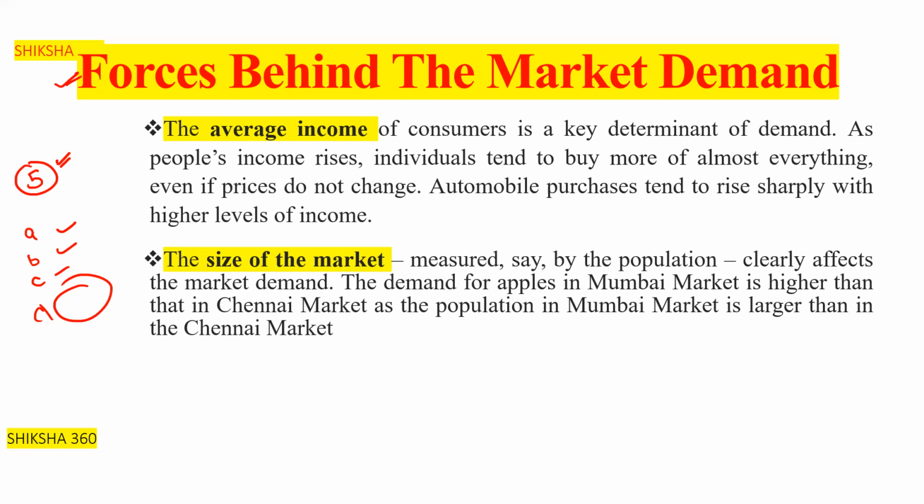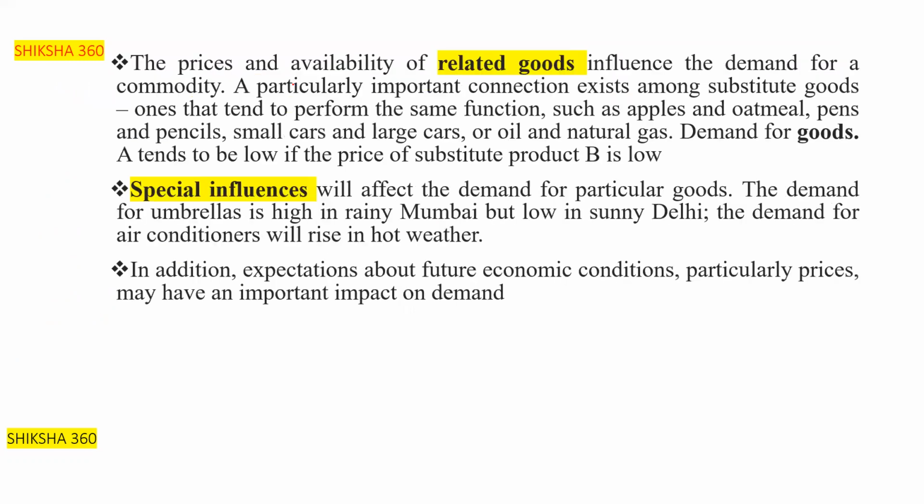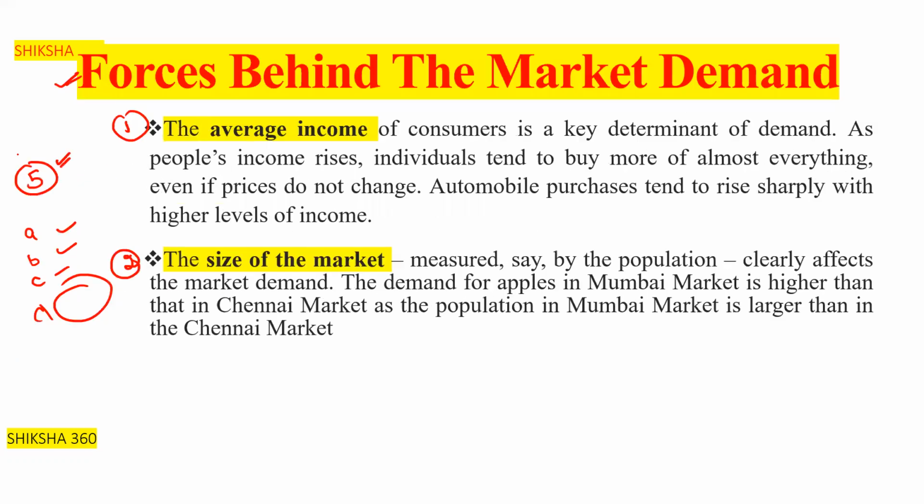First one is the average income. Second one is the size of the market. Third one is the taste or preferences. Fourth one is the related goods. Fifth one is the special influence. Clear? So these are the forces behind the market demand.